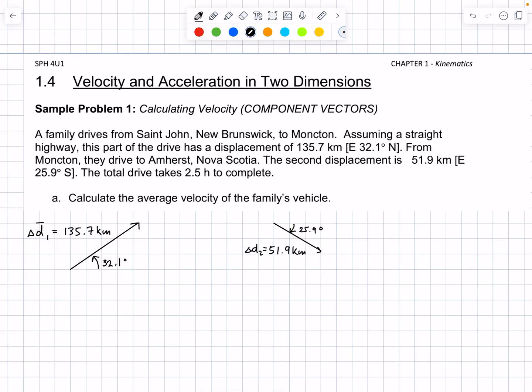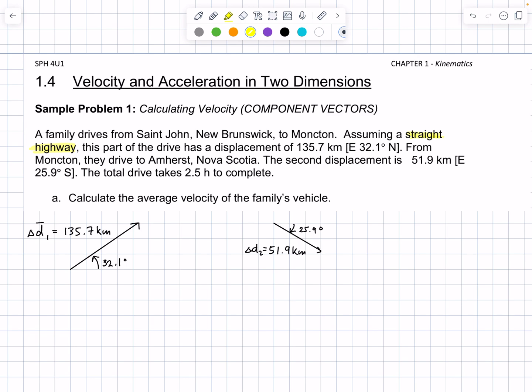Section 1.4, we examine velocity and acceleration in two dimensions. Sample problem number 1, calculating velocity using the component vectors. A family drives from St. John, New Brunswick to Moncton, assuming a straight highway. And I want to pause for a second and highlight that this is a straight highway. This will come into play when we look at part B.